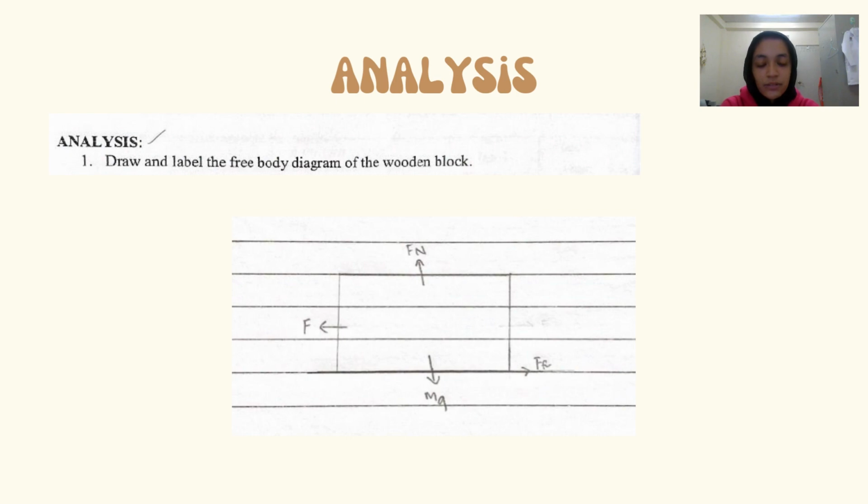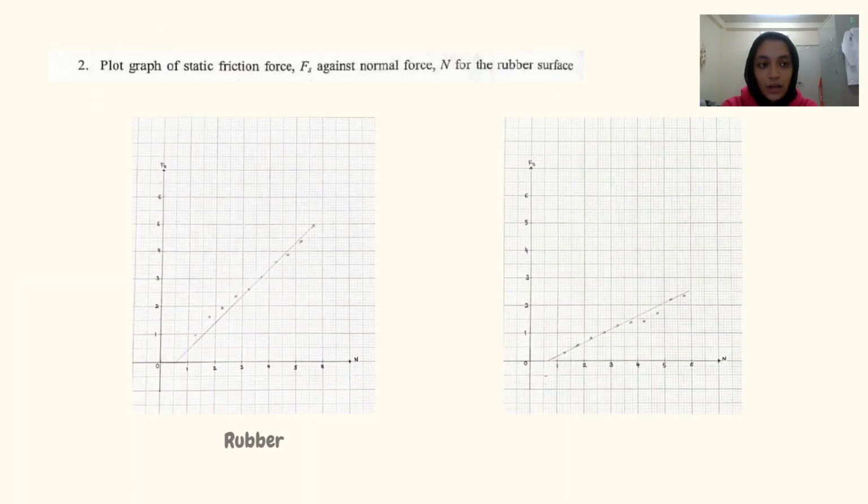For the analysis, the first analysis is to draw and label the free body diagram of the wooden block. At the top of the wooden block, we have the normal force, at the right bottom of the wooden block, we have the frictional force, and at the bottom, we have the weight. And for the left of the wooden block, we have the applied force. The second analysis is to plot a graph of static friction force against normal force. We have drawn two graphs, for the rubber and non-rubber surfaces, based on the results we have got.